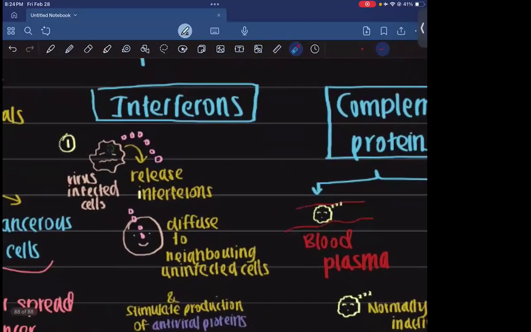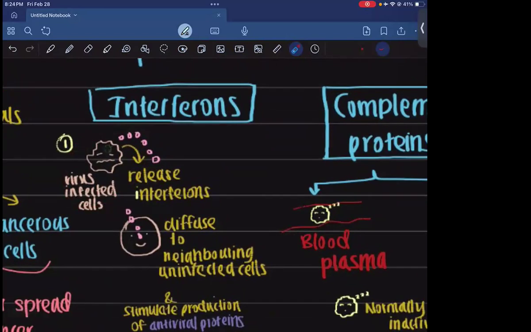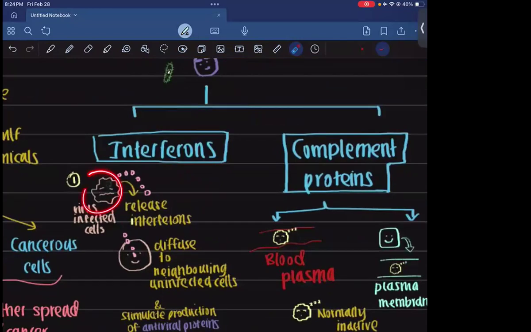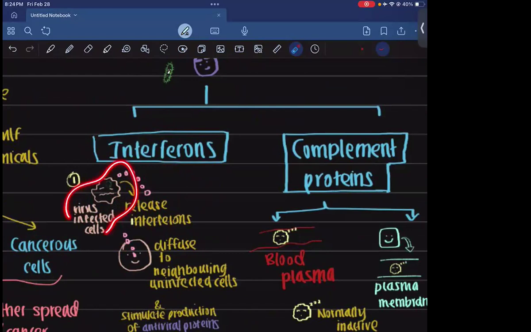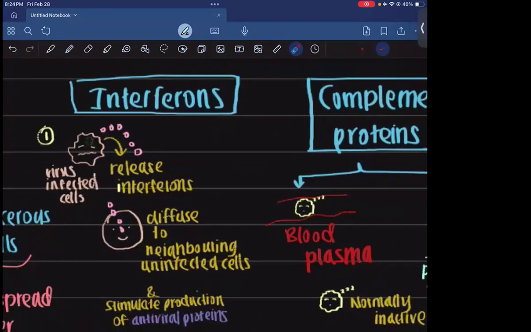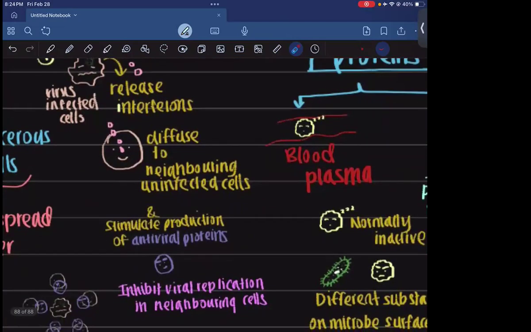Now this is a normal body cell, and inside it there is a virus present. Beside this cell which is being infected by virus, there will be other normal body cells also, right? Other normal body cells which are not infected. Once the virus infected cell releases the interferons, these interferons will be diffusing into the neighboring uninfected cells. Then within those neighboring uninfected cells, antiviral proteins will be produced.